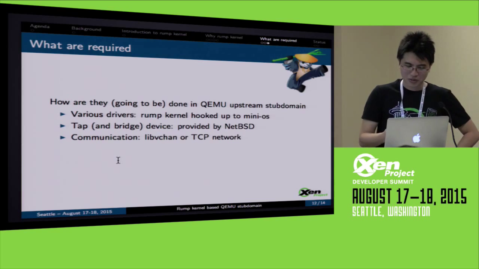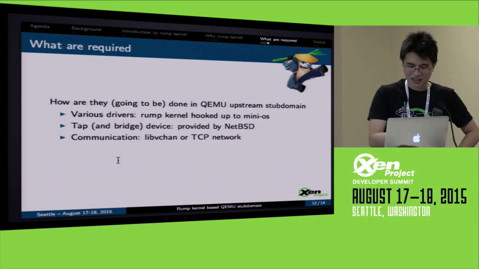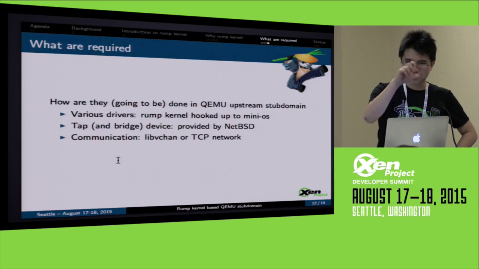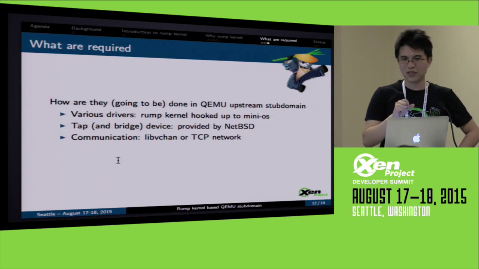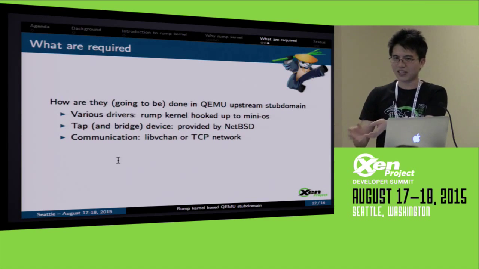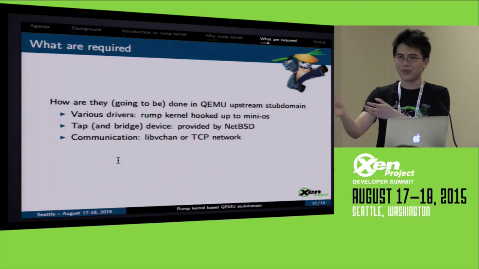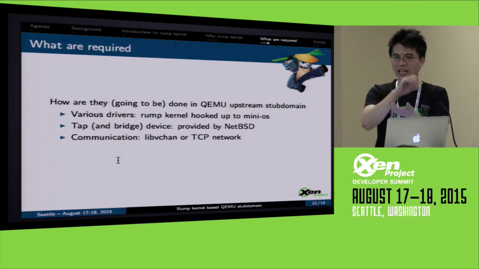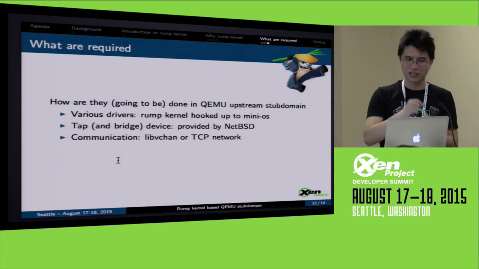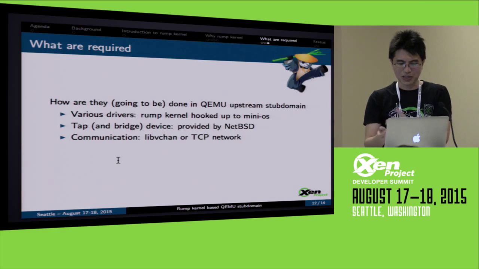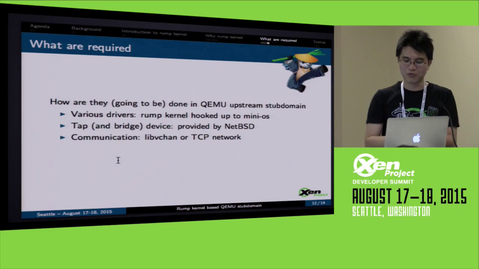And in the QEMU upstream stub domain, all the drivers are now properly upstream in Rump Kernel, which means you can build this unikernel solution, build whatever you need into QEMU, completely out of Xen tree. Just use their tools, that is good enough. And then the tap and bridge devices are provided by NetBSD. What I did is just enable them and make them compile and link together.